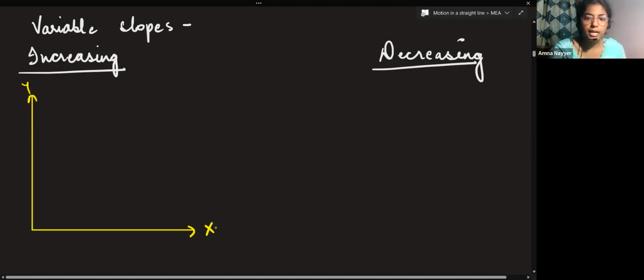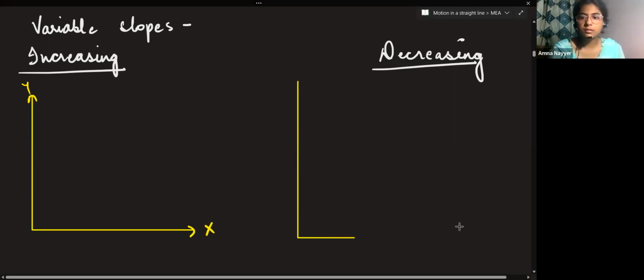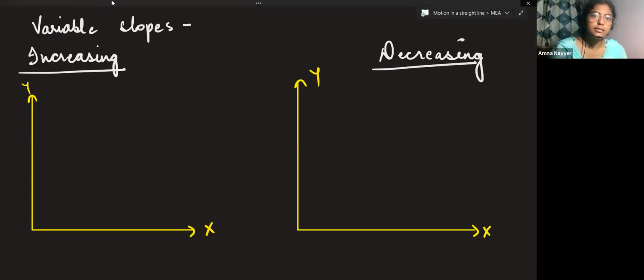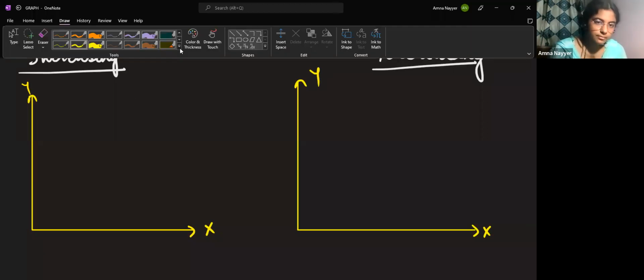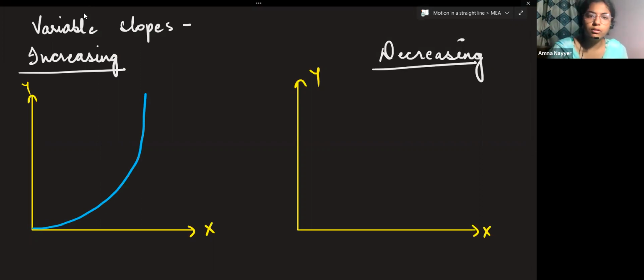This is the y-axis, this is the x-axis. Here also you have the x-axis, you have the y-axis. Increasing slope. Increasing slope looks somewhat like this. Now, how to identify whether it's increasing or not? Same method that I've told you for the constant one.